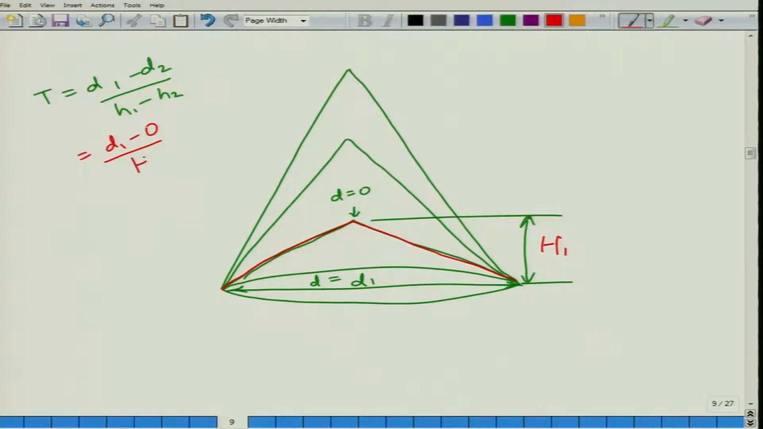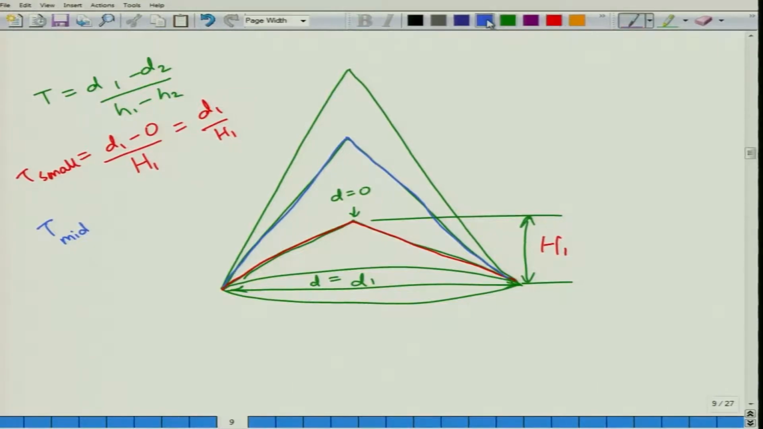So, this is h1. So, the taper here becomes d1 upon h1. In the case of the middle cone, this cone, we have taper of middle. So, this one was the taper of the small cone.